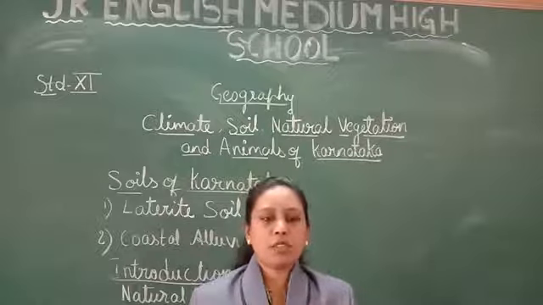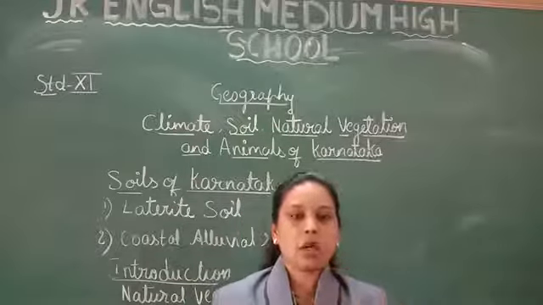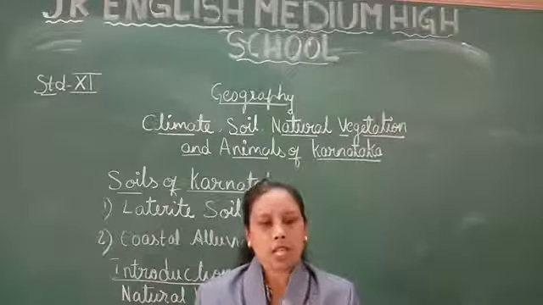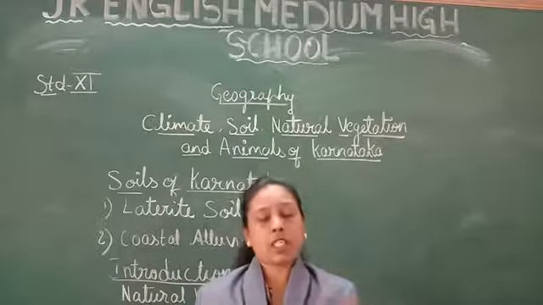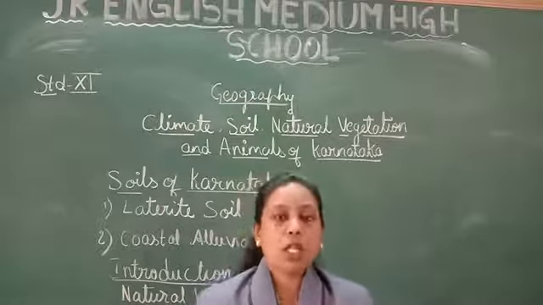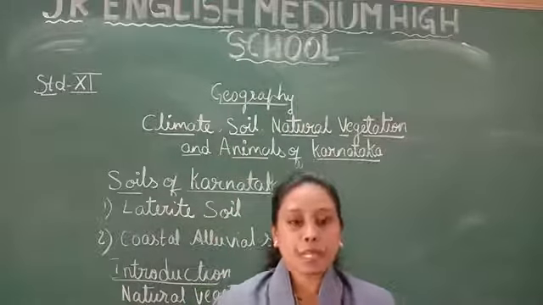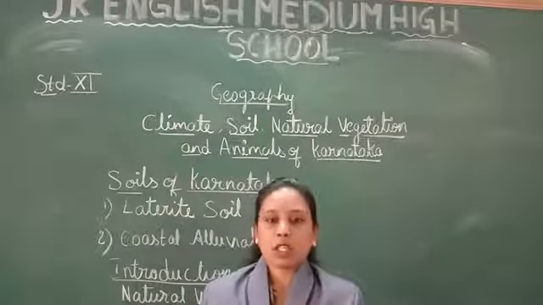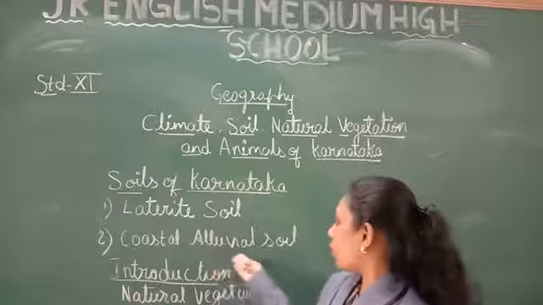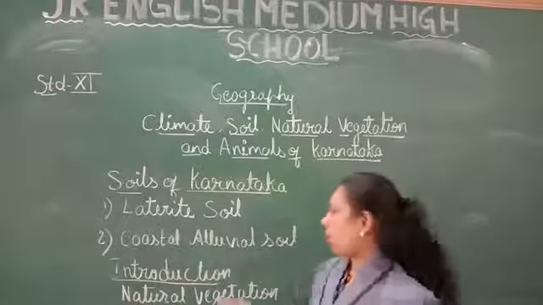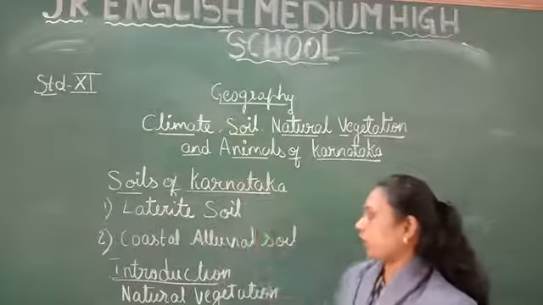The crops you can grow in this soil are paddy, cashew nut, coconut, areca nut, which I already told you is called betel nut or supari, and banana, and other crops grow well. So this is about the coastal alluvial soil. So this is about the soils of Karnataka.